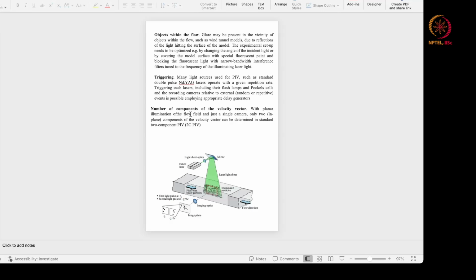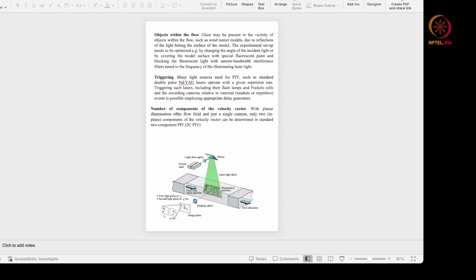So the number of components of the velocity vector: if it's a planar illumination, you can only get two in-plane components. You cannot get the out-of-plane component. For that, you need a second camera, which gives you stereo vision, like your eyes. So it should give you that the third component is possible.